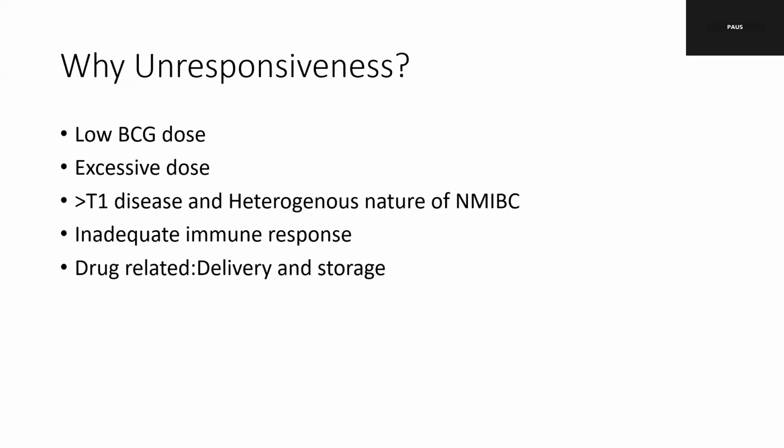Now, why is there unresponsiveness? It can be due to a low BCG dose, or maybe a high BCG dose, or we have diagnosed the wrong disease. It may be a T2 or T3, but because of understaging, we have labeled that as a T1. That's why re-TURBT is very good when you have a T1 high-grade disease. The patient factors can result in a less immune response, or maybe there is a problem with the drug, dosage, delivery, or the brand.